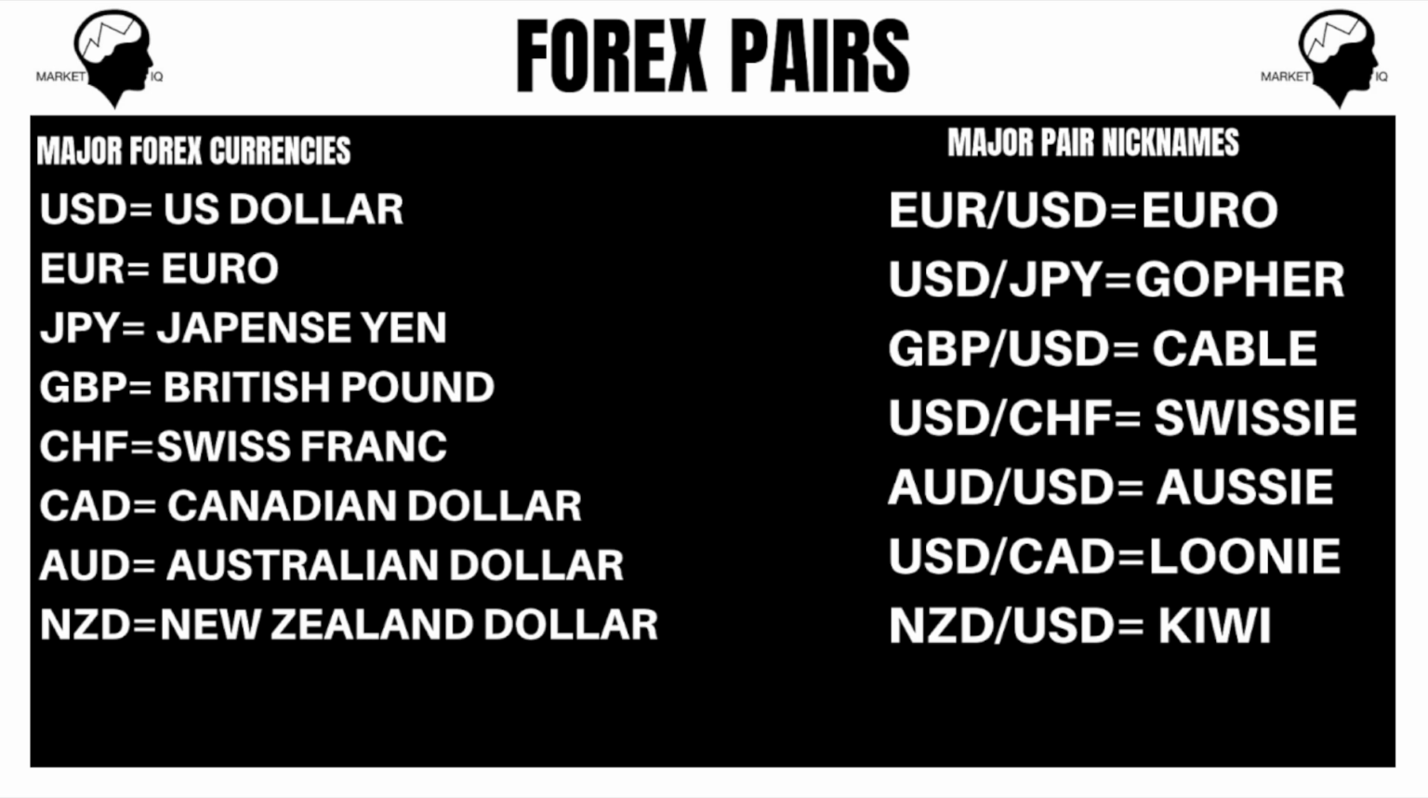So now that you've written down that information, let's go over it once. USD is the US dollar. The euro is EUR. JPY is the Japanese yen. GBP is the British pound. CHF is the Swiss franc. CAD is the Canadian dollar. AUD is the Australian dollar. And NZD is the New Zealand dollar.